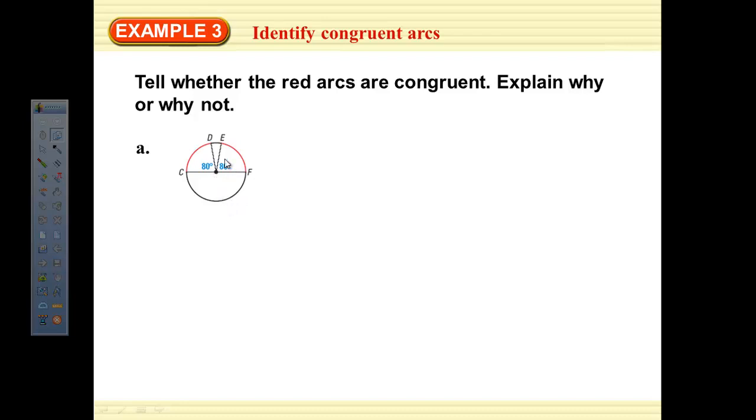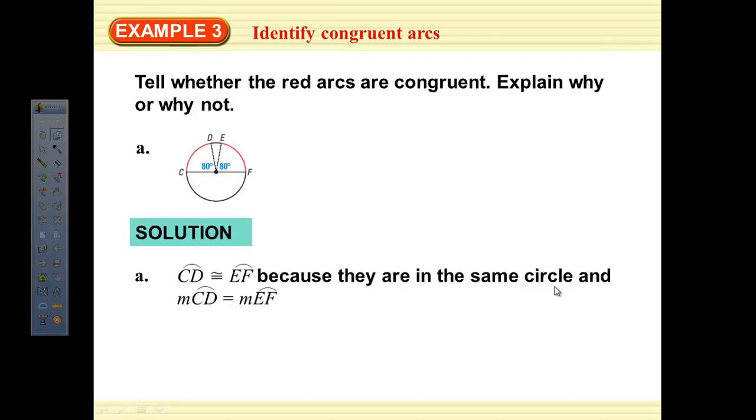So in this case, if you look, the red arc here and the red arc here both have the same central angle of 80, and they're in the same circle, so these would be congruent arcs. Again, they're in the same circle, and the measure of the two arcs are equal. So therefore, the arcs are congruent. You notice no M when it's congruent, but an M when it's equal.